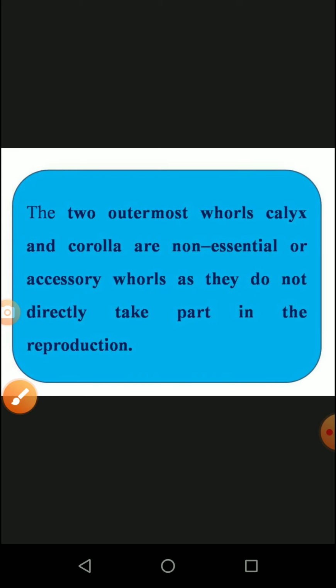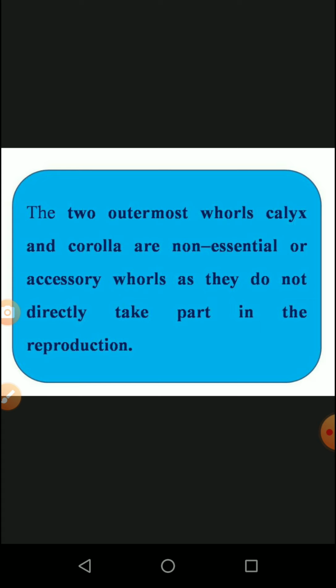And the two outermost whorls, that is calyx and corolla, are non-essential or accessory whorls. They do not directly take part in reproduction. So we are seeing that brinjal. The calyx is permanently placed on the plant. That means they are not directly involved in any type of reproduction, and they only support the reproduction. So it is called non-essential parts or accessory parts of the plant.